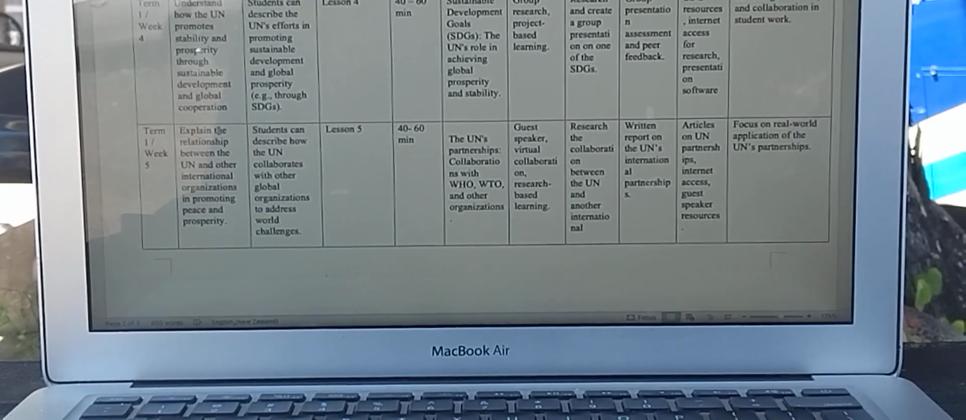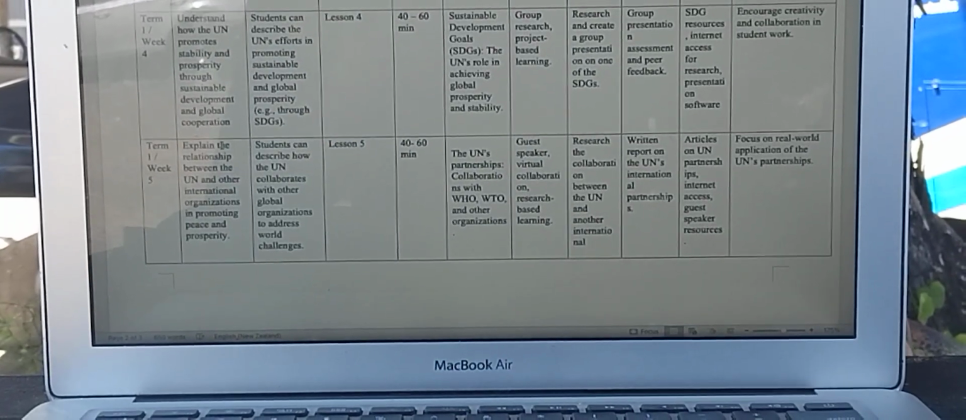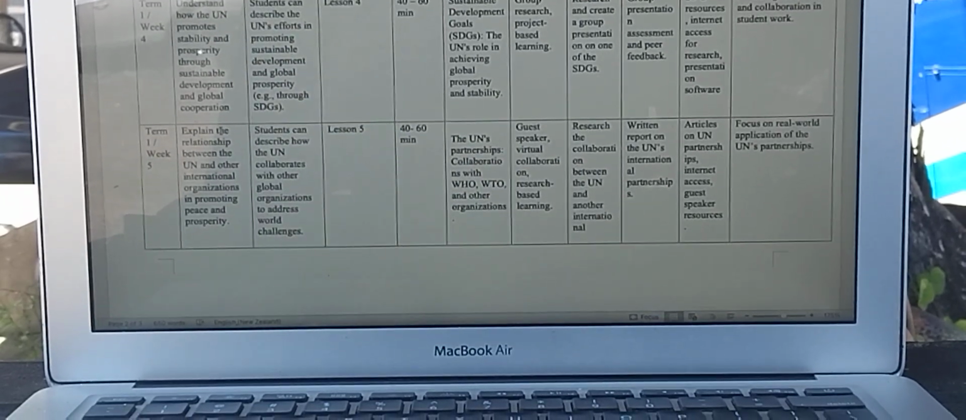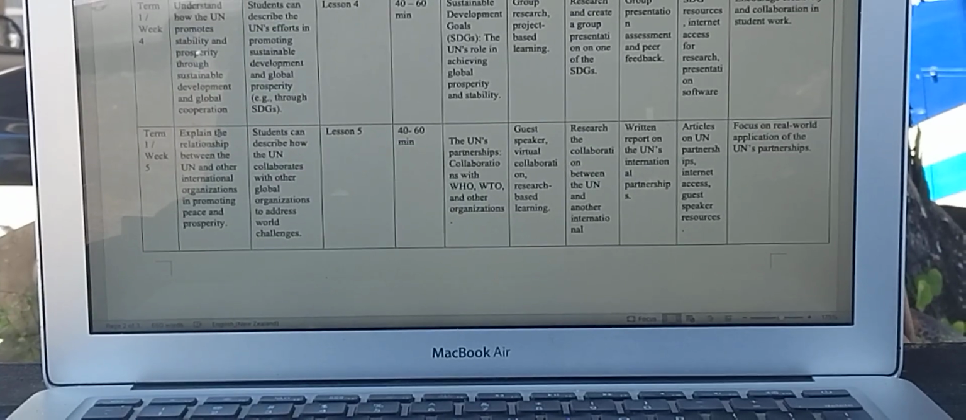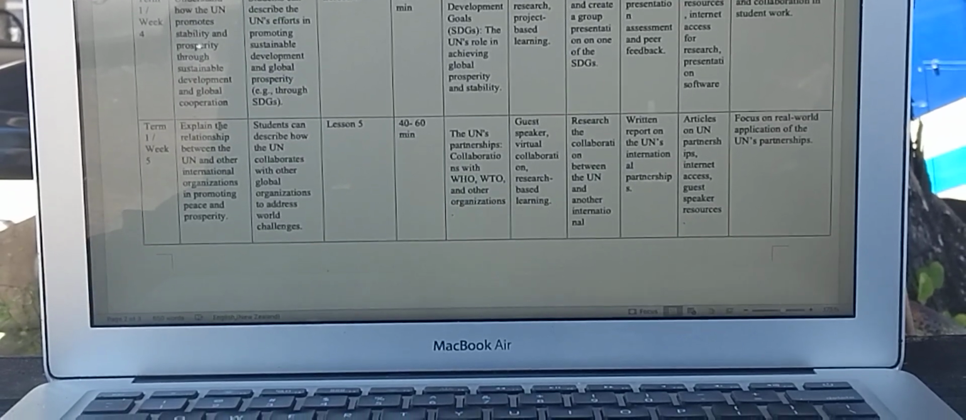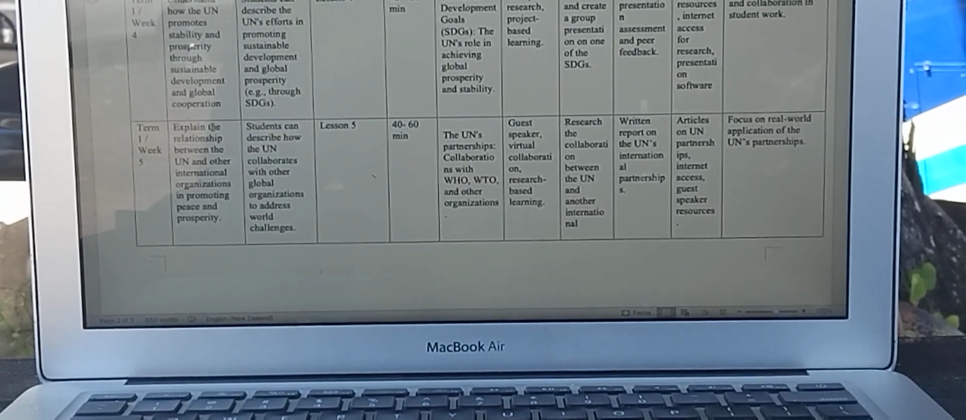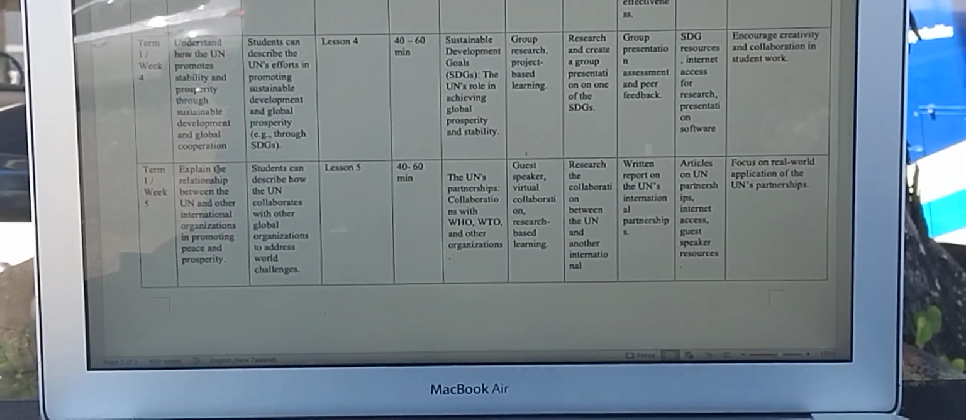Assessment strategies: group presentation assessment and peer feedback. The resources will be the SDG resources, and internet access for research and presentation software. The remarks: encourage creativity and collaboration in student work.